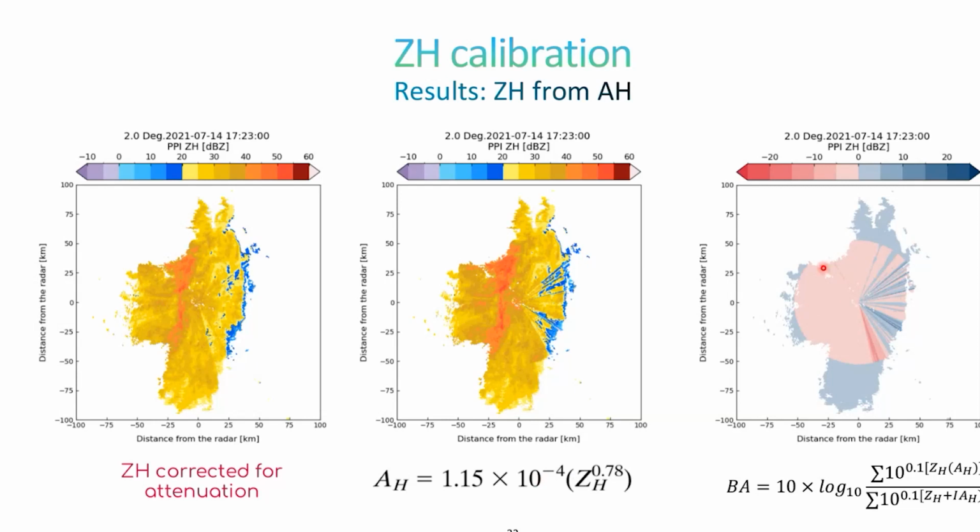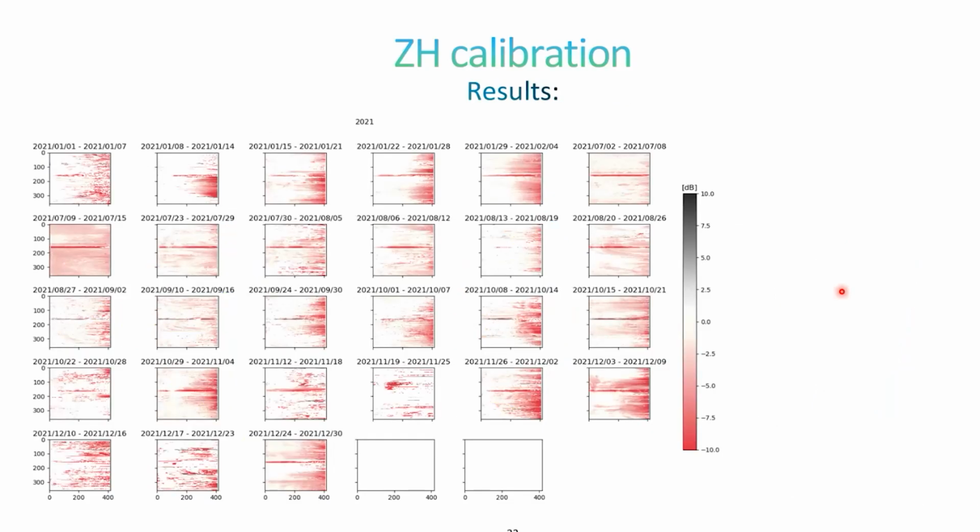And you can see here that we can see a little bit of values where we can detect the partial beam blockage, but all the other values, when we take the difference, are related to the bias in the reflectivity. So these are the results for the method.